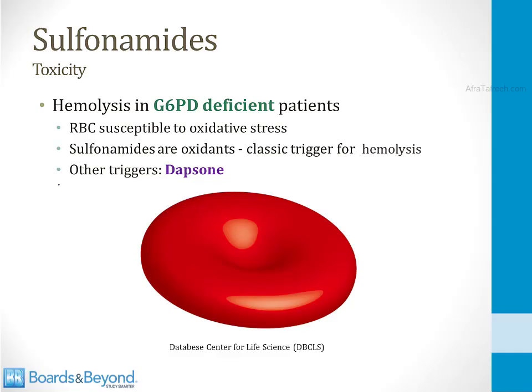Sulfonamides are a classic trigger for hemolysis in patients who are deficient in the enzyme glucose 6-phosphate dehydrogenase. I discussed this enzyme in detail in the biochemistry section. Patients with this enzyme deficiency have red cells that are susceptible to oxidative stress, and sulfonamides are oxidants, therefore they are a classic trigger for hemolysis in this condition. Also a classic trigger is the antibiotic dapsone that I talked about earlier.